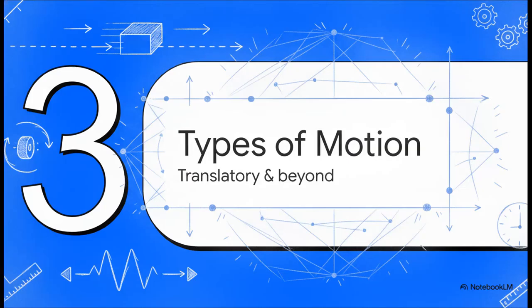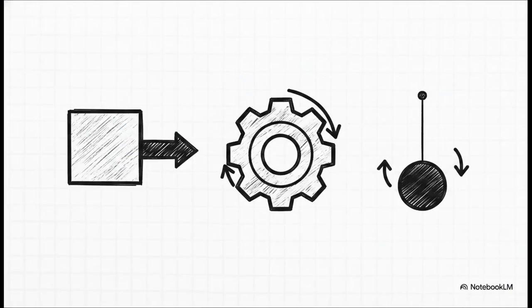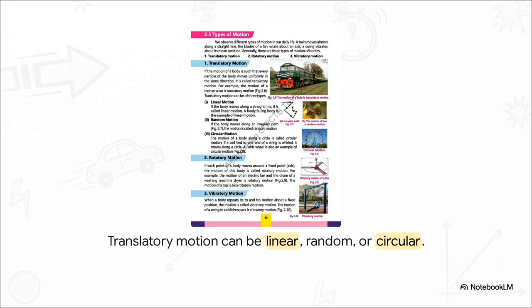Okay, let's jump into our third area. The three types of motion. Pretty much everything moving around us in the physical world falls into one of three distinct categories. We have translatory motion, rotatory motion, and vibratory motion. So let's break down exactly what these look like in everyday life. What's super interesting here is translatory motion, which is when a body moves uniformly in the exact same direction. But it actually breaks down even further.